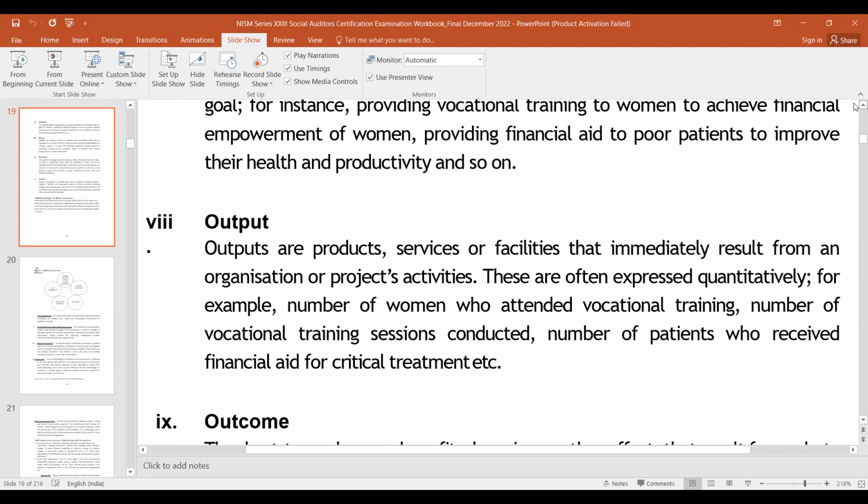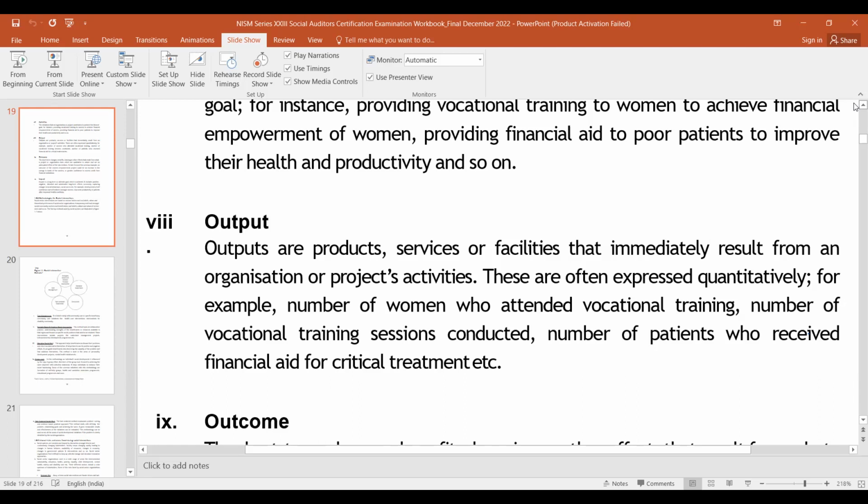Outputs are products, services, or facilities that immediately result from an organization or project's activities. These are often expressed quantitatively. For example, the number of women who attended vocational training, the number of vocational training sessions conducted, the number of patients who received financial aid for critical treatment. Because what is ultimately the objective of the social audit? You have to assess the social impact. So if it can be expressed quantitatively, then it's better.